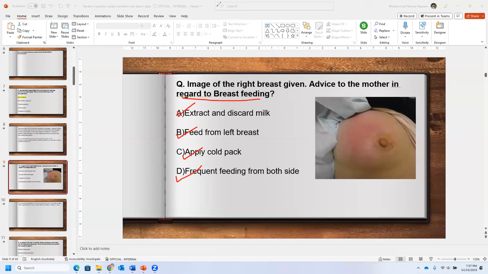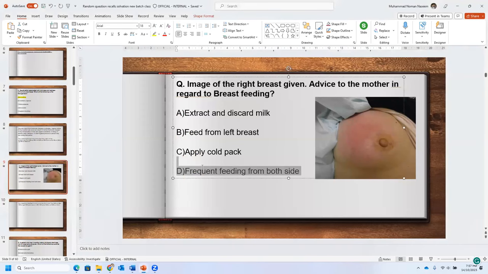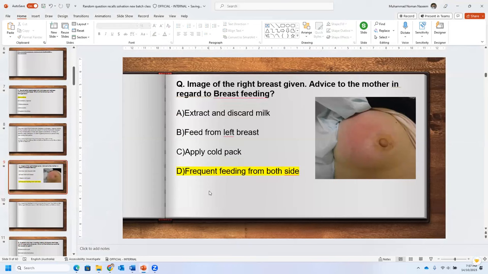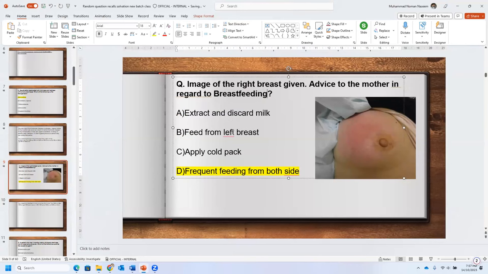Excellent, guys. So always remember, in mastitis or breast abscess, unless it's a breast abscess which is not communicating with the lactiferous ducts, we always advise the patient to feed from the affected side first and then from the other side. Because if the patient is not feeding and the breast is getting more engorged, it's going to worsen the mastitis. It's not going to help at all.